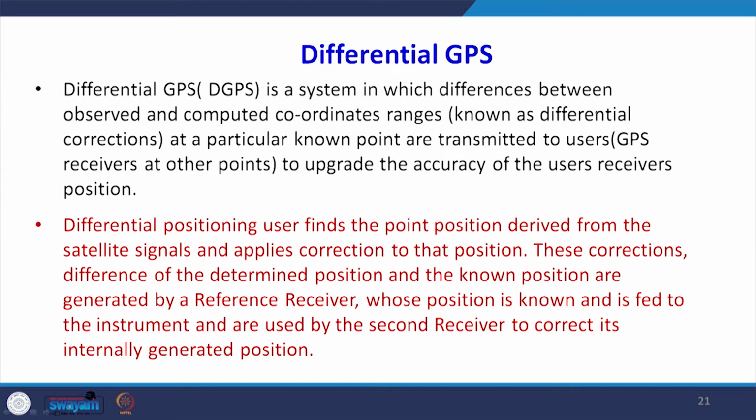So, when we are using differential GPS, differential positioning, we can find the position from the satellite signal after applying corrections to that particular position. These corrections work like this: we know the coordinates of the reference point, and the coordinates of the reference point are also measured. The difference between the two is basically the correction, which is known to us, and this is fed to the receiver to correct the observations taken by the receiver. So, this is all called differential positioning.